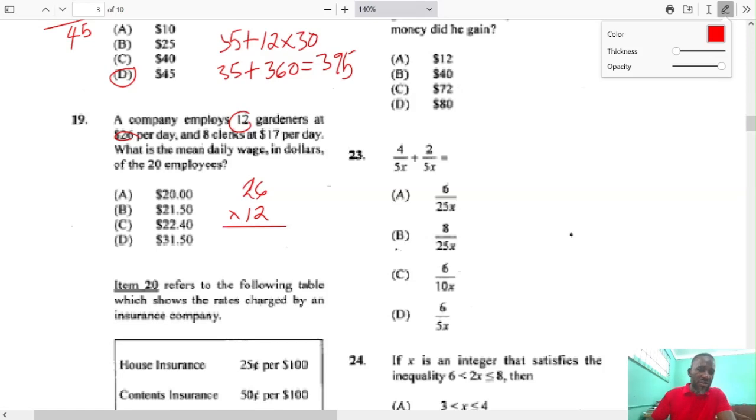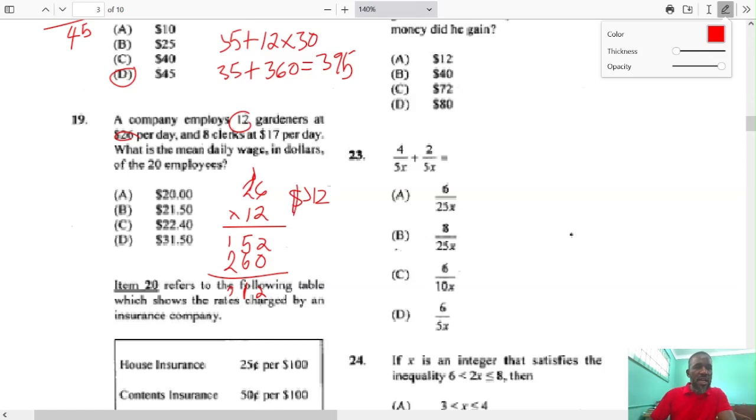So 2 6s will give us 12. And 2 2s are 4 and 1, carry 1, right? So 2 2s are 4 and 1 will give us 5. Okay, so that's 52, and then put a 0. 1 6 is 6, 1 2 is 2. So 2 plus 0 gives us 2. 6 plus 5 gives you 11. So that's 1 carry 1. So we get 312. So we know that for the gardeners, the wage is going to be 312.